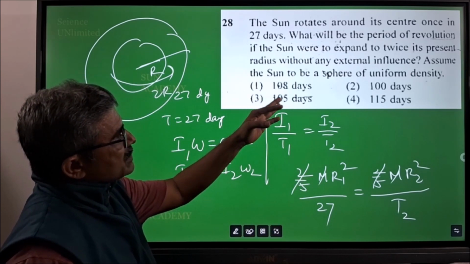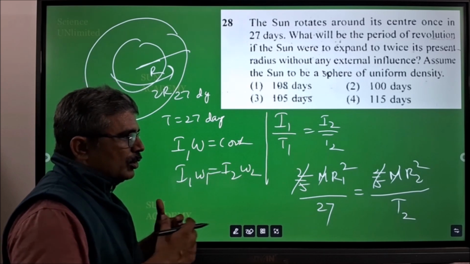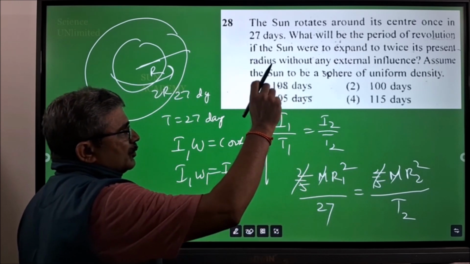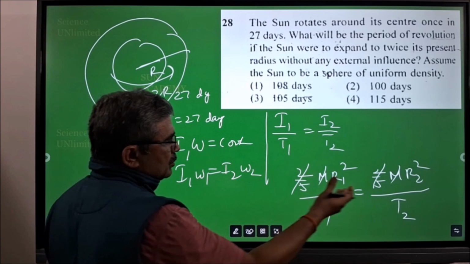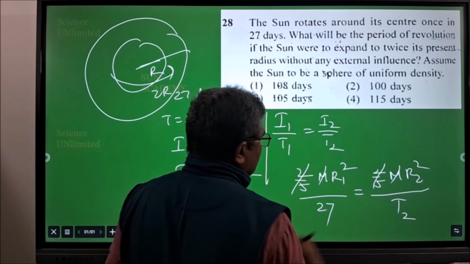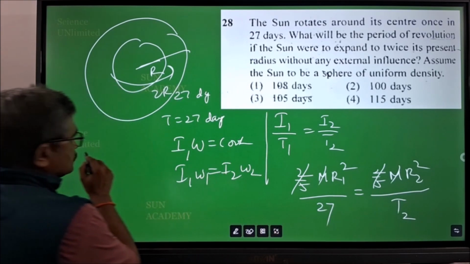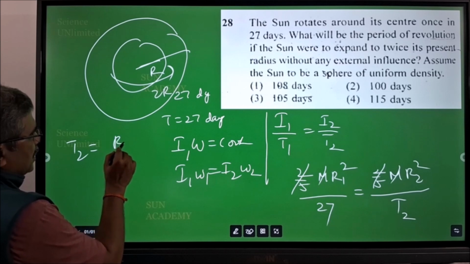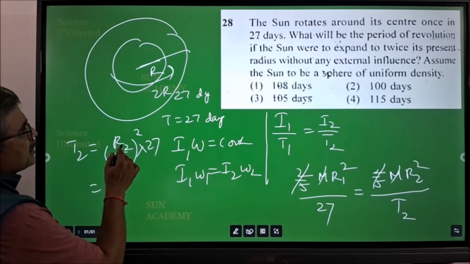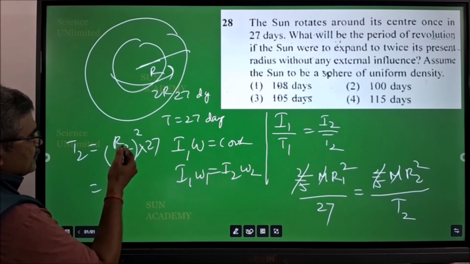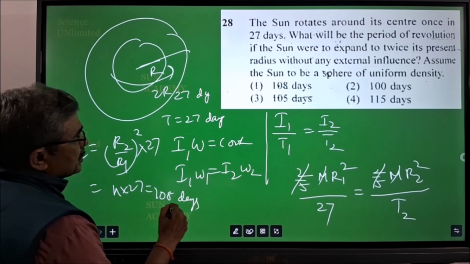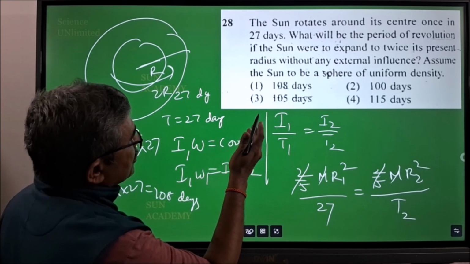So that's what it is. And it even says the sun is a sphere of uniform density, it is maintaining uniform density throughout the whole body, so your mass will be equal. Yes, there is a conflict according to volume, but according to the given situation we need to put the expression. So these two get cancelled. r1 square by 27 is equal to r2 square by T2. If you reshuffle that, you will have T2 is equal to (r2 by r1) whole square into 27. So r2 is double of r, so you will get 4 here. 4 into 27 is equal to 108 days. So in the second case, the sun rotates around itself in 108 days.